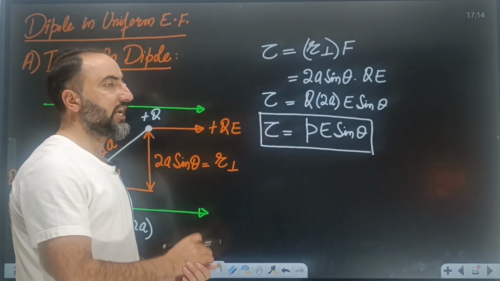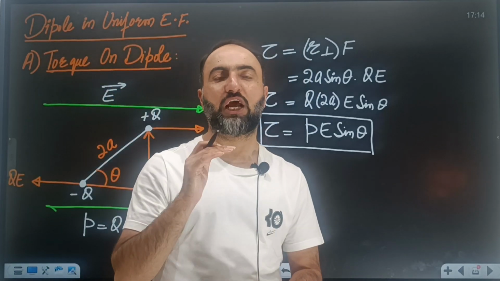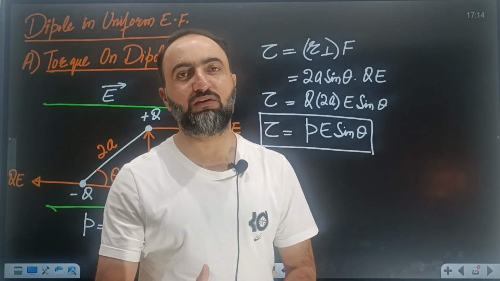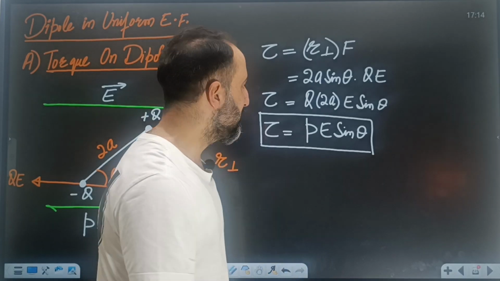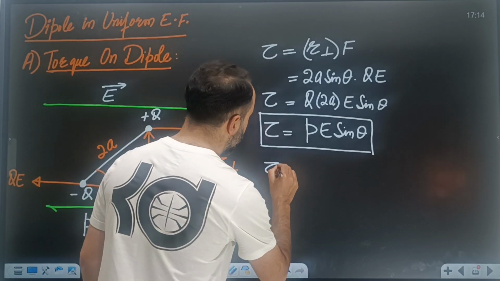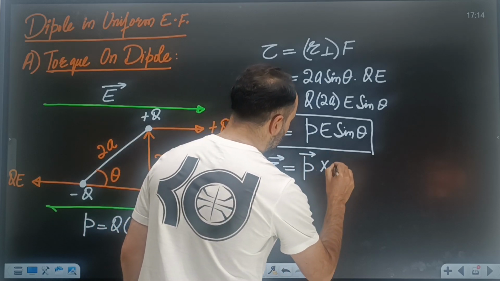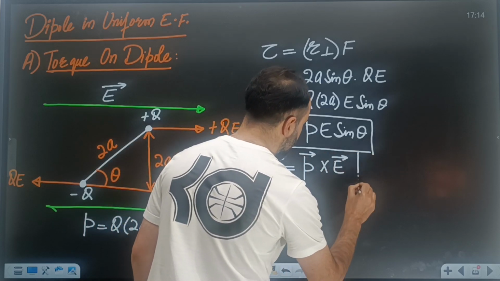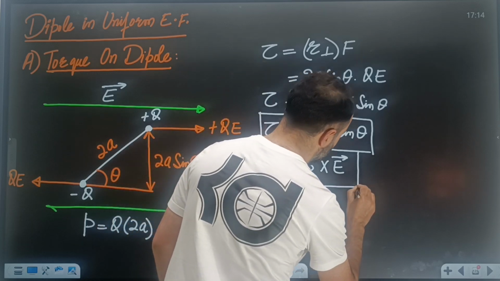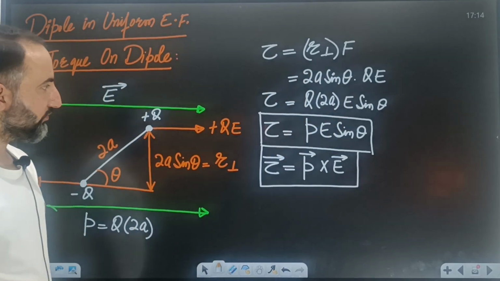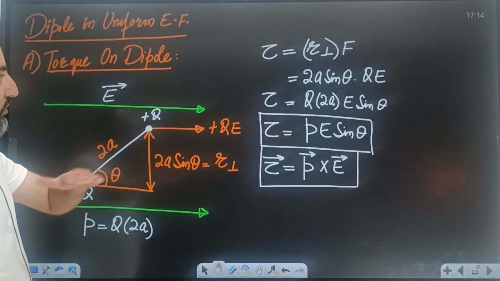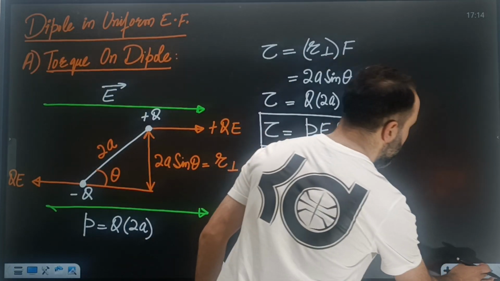Now you know that a cross b किसके बराबर होता है? वो होता है ab sin theta, and ab sin theta is in turn equal to a cross b. So in the vector form we can write it like this. This is torque vector that's equal to p vector cross E vector. ठीक है ना बेटा? In vector form this is torque, which is equal to p cross E. All right. ठीक है बेटा? So this is torque that is acting on this dipole. We have calculated this equation.